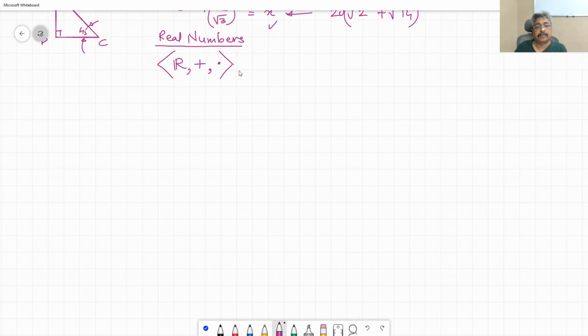Then you need to be aware of what is addition of two real numbers and what is multiplication of two real numbers. It is up to you how you define those operations, and based on the definition of those two operations, your field of real numbers will get developed. So, as far as real numbers is concerned, let A comma B be two real numbers.